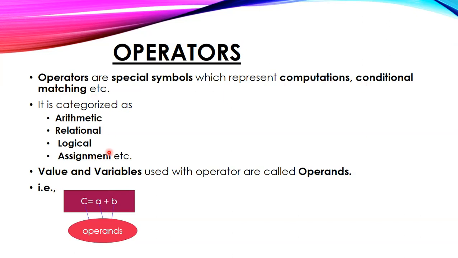Operators are categorized into arithmetic operators, relational operators, logical operators, and assignment operators. Values and variables used with operators are called operands. What is meant by operands? See the example, C = A + B. In this example, plus is the operator, which is a special symbol, and A and B are values called operands, and C is a variable, which is also an operand. Here C, A and B are operands, and plus is the operator.